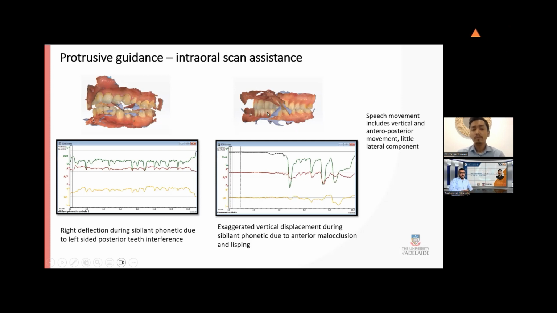On the other hand, a person with a class 2 division 1 malocclusion with rotation of the central incisors would produce exaggerated vertical displacement during sibilant phonetics, like you can see right here, due to an anterior malocclusion where the tongue does not have a contact point or is latching off of the teeth without producing the push that's required for the sibilants. Now, this often leads to lisping as well, and this can actually help us understand whether the lisping is because of a soft tissue disorder or a dental malocclusion.